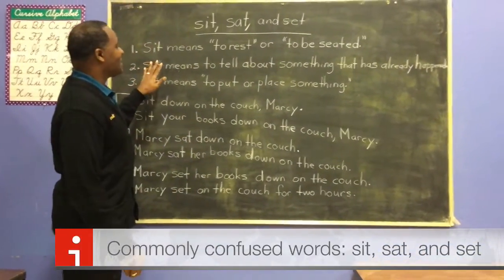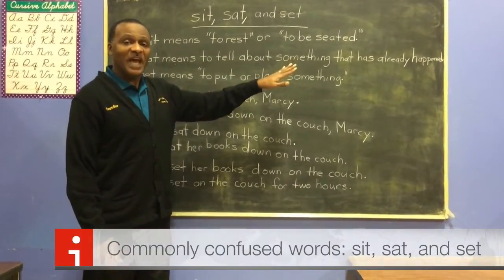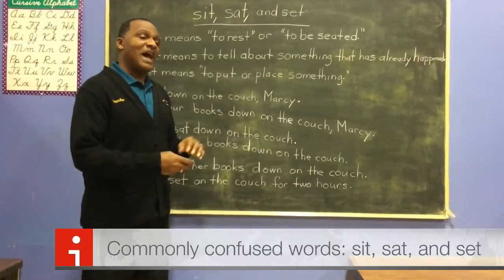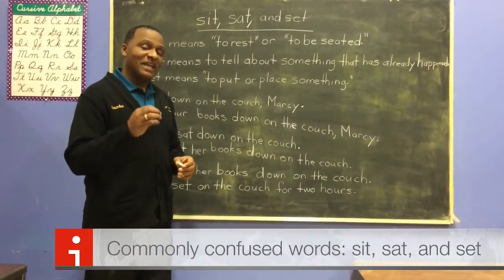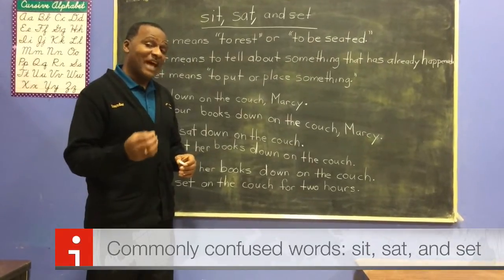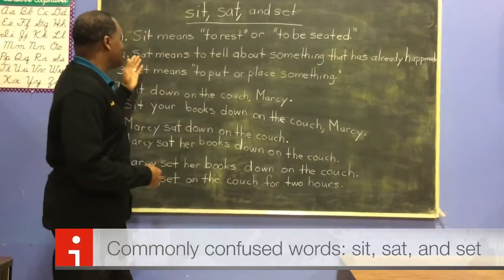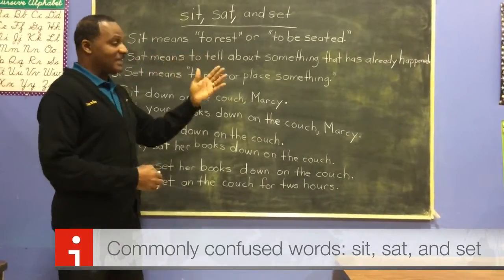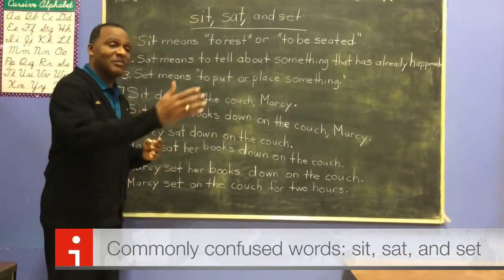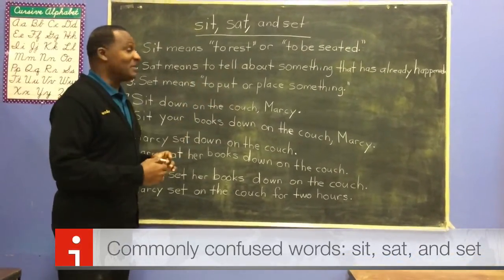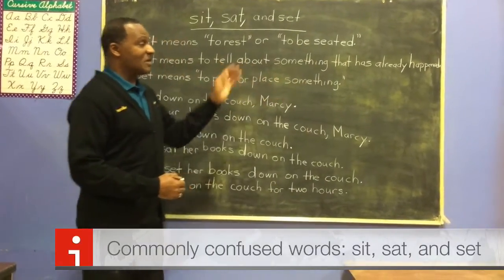Then you have sat. Sat means to tell about something that has already happened. Now, if I've already been seated, then I've sat down. I have sat down in the seat. And so he sat in the chair, and that's how it has already happened. It happened in the past. So sat means to tell about something that has already happened.